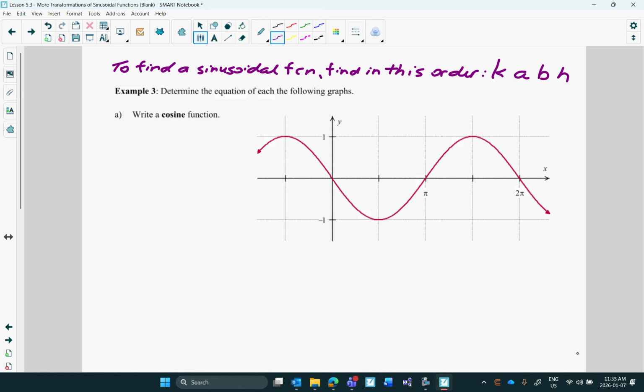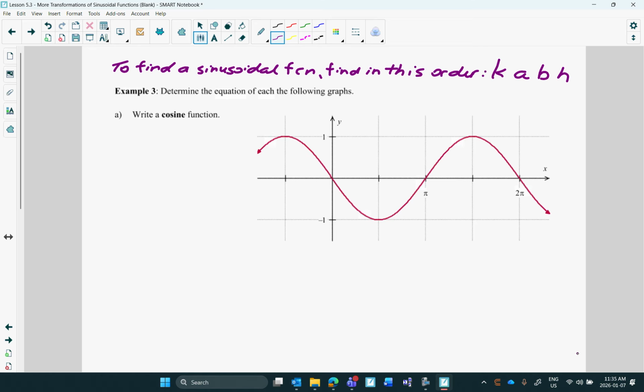Get the midline first, get the amplitude, okay? Because if you got the midline, you've got K. If you got the amplitude, you've got A. We have to figure out what B is, and we have to see if there was a shift and how much. So I always call it cabbage. Cab H, you know? Thank you very much. I'm here all week. Don't forget to tip your waiter or waitress.